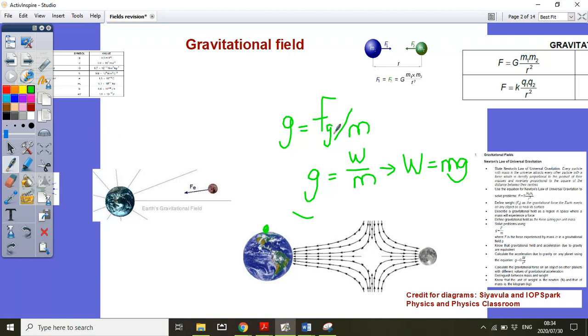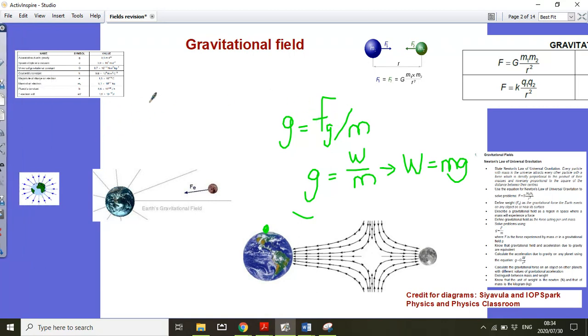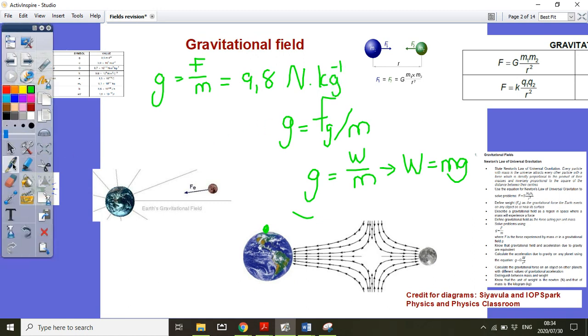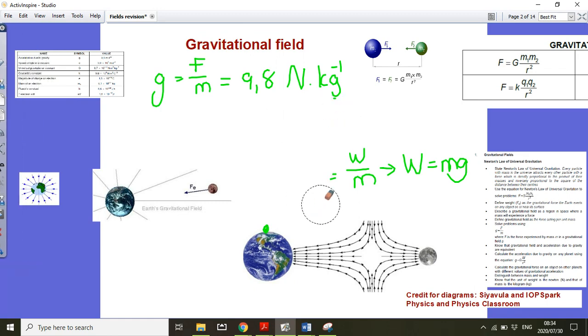Now, if we look at this, if we are on Earth, so I'm just going to use Earth, and you know that the gravitational field on Earth, so the force per unit mass, is equal to 9.8. Now, please, if you are in fields, use the correct units because it's force per unit mass. So it means it's newtons per kilogram because we are dealing with fields. It's the field strength. So you show that you know your definitions.